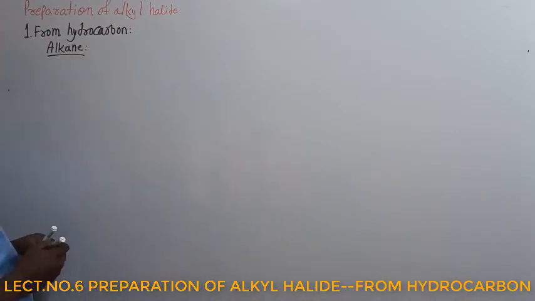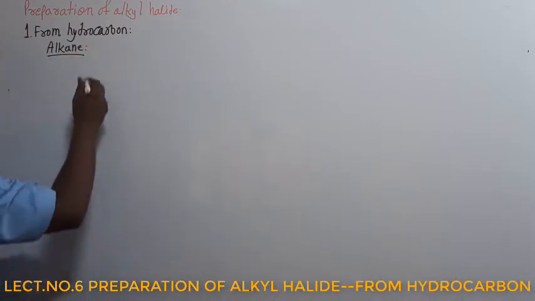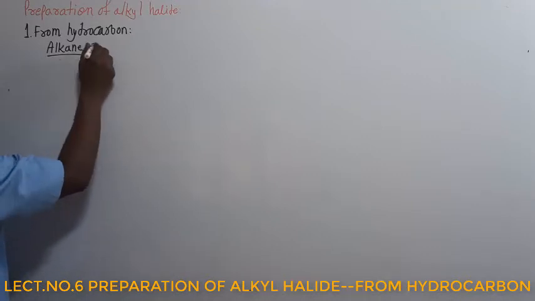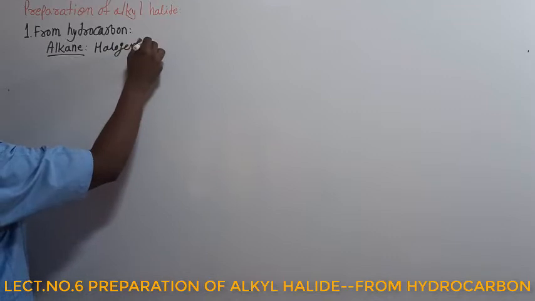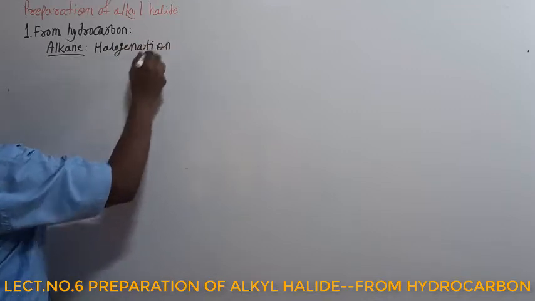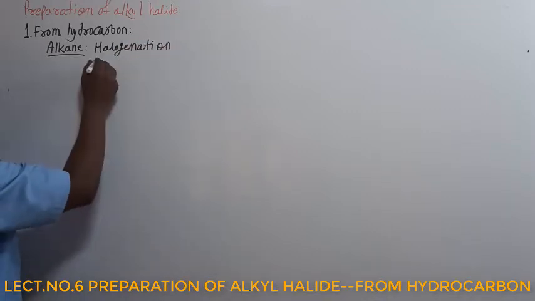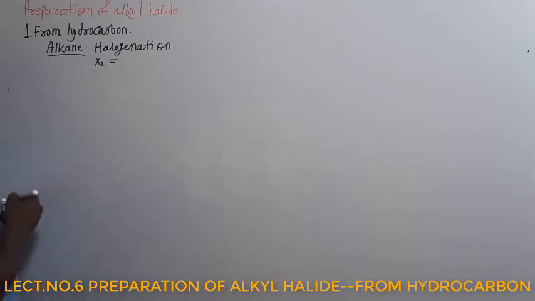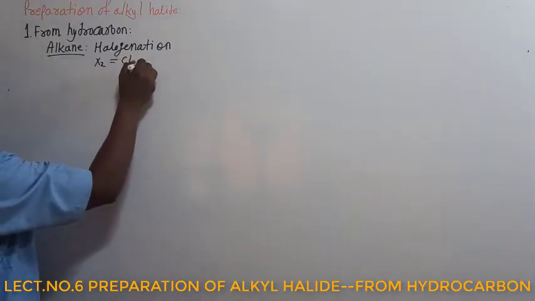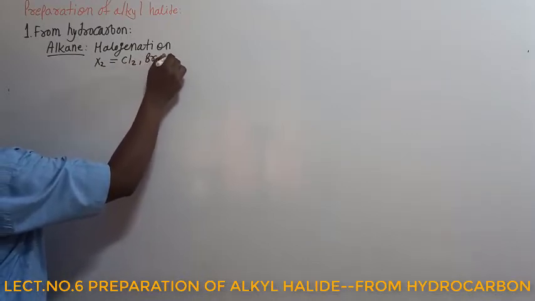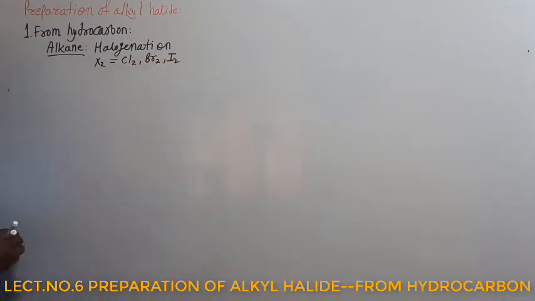The first method by which you are going to prepare alkyl halide is halogenation. Halogenation meaning is we are going to react our alkane with different kinds of halogen. For example, X2. If you consider as halogen, then instead of X, I can write chlorine. I can use bromine also. I can use iodine also. Let's start with the first one.